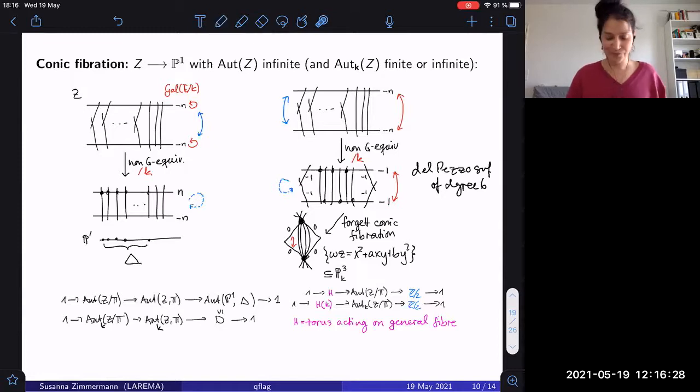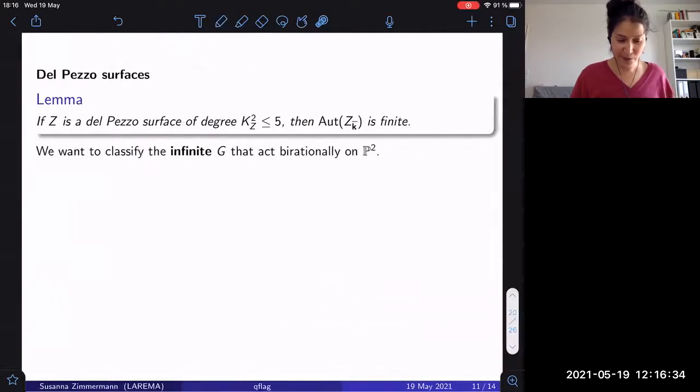Okay, so let me go to the Del Pezzo surfaces. Here is the crucial part for me: I'm looking at infinite algebraic groups acting on P2. For the Del Pezzo surfaces of degree 5 or smaller, the automorphism group over the algebraic closure is finite. So these Del Pezzo surfaces do not appear for me in this case. We only have to check the automorphism group of the Del Pezzo surfaces of degree 6, 7, 8, and 9. And this is rather straightforward, mostly.